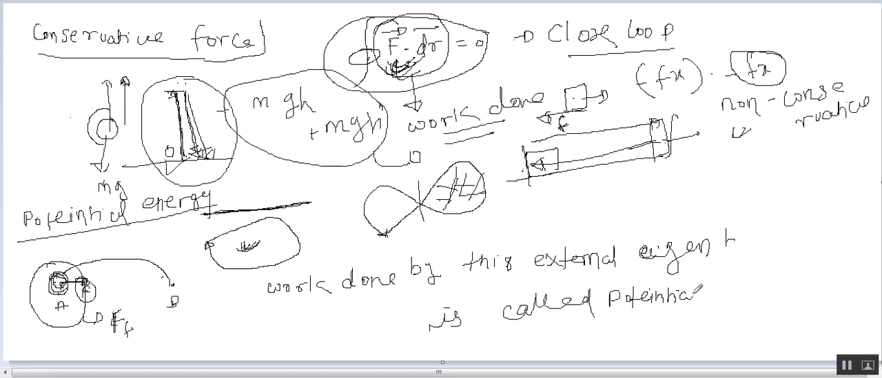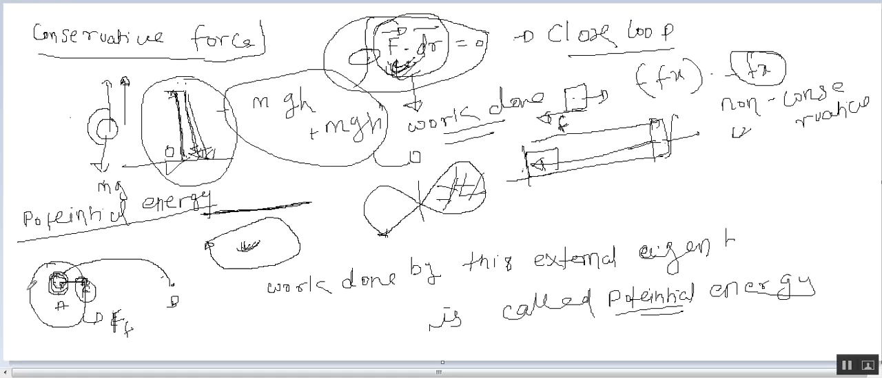Okay, and this is a very important definition. These things are going to help you when you learn about electric field and gravitational field. We are not going to use this definition in work energy, definition of potential energy, conservative force, non-conservative force. But we are going to use these definitions when you learn about gravity and electrostatics. So keep in mind, work done by this external agent is called potential energy.